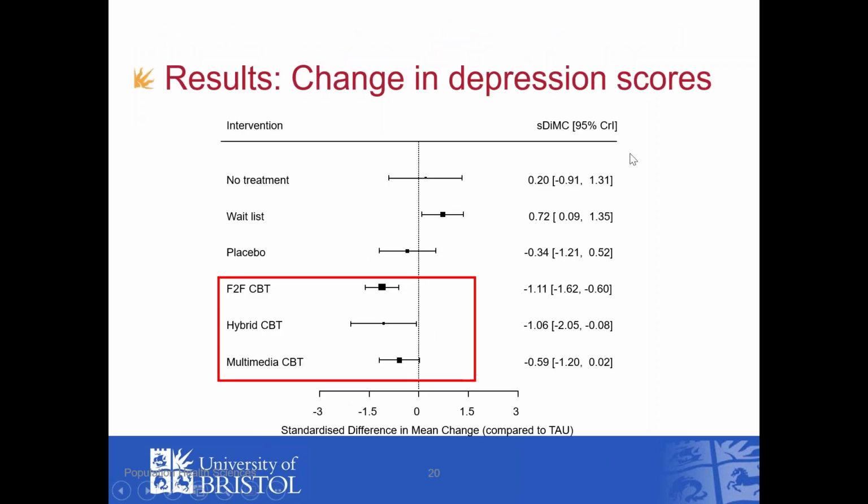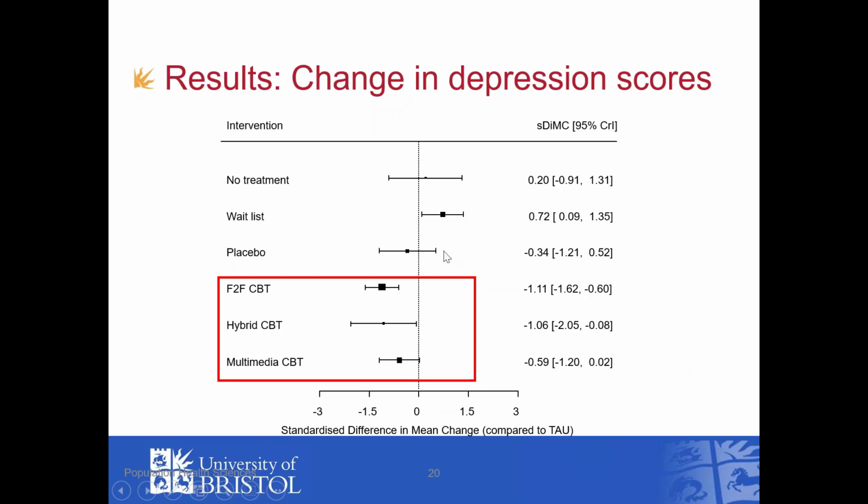If we look at the effects from that network meta-analysis, then we see some interesting things here, in that waitlist seems to be detrimental, which I think has been shown in other studies as well. But in terms of CBT, all of these CBT interventions look to be effective. There's much more evidence on face-to-face CBT. Hybrid, there isn't very much evidence. And multimedia seems to be maybe a bit less effective than face-to-face CBT, which may be what you might expect.